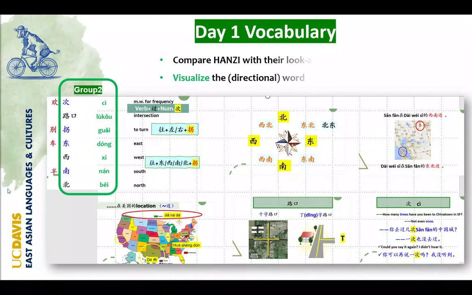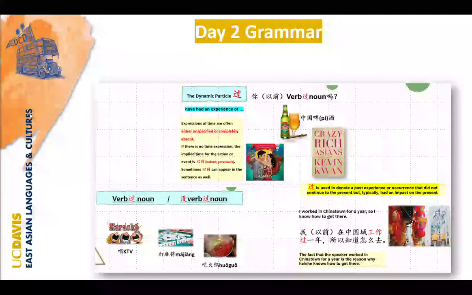And it is not always easy for students to see or notice those minor differences among Hanzi. Therefore, I will guide them through. I will compare new Hanzi, those in blue, 次, with their lookalikes, those in red, 欢. Another tip is to always help them to visualize the words. Those directional words, 东, 西, 南, 北, make perfect examples here.